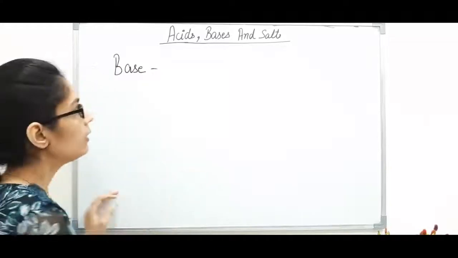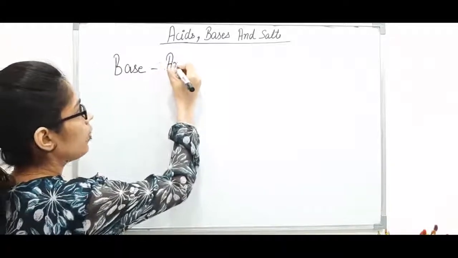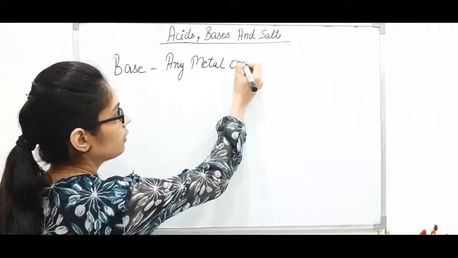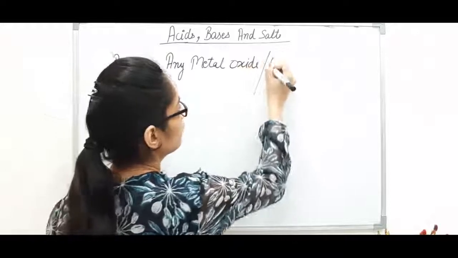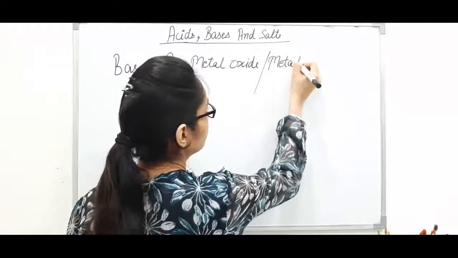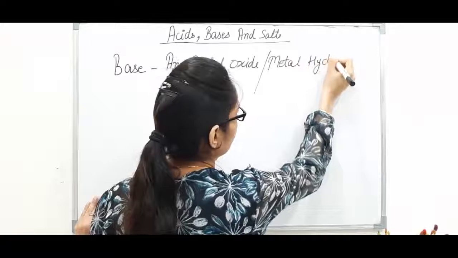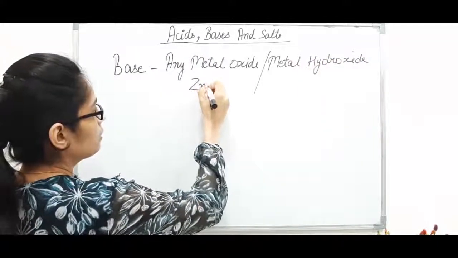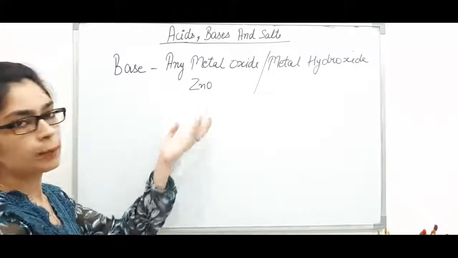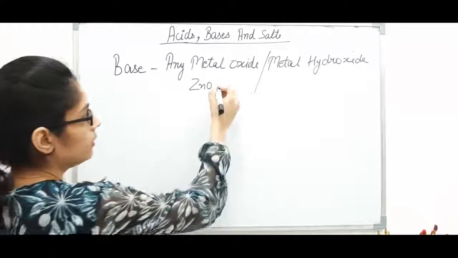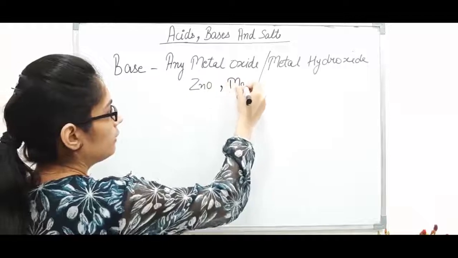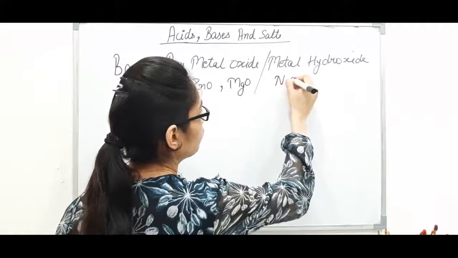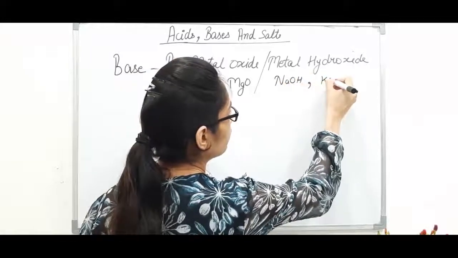some will tell it's any metal oxide or metal hydroxide. This is correct. Examples we can take: zinc oxide. Zinc is a metal, so we can say this is a metal oxide. Magnesium oxide. In hydroxides we can say sodium hydroxide, potassium hydroxide.